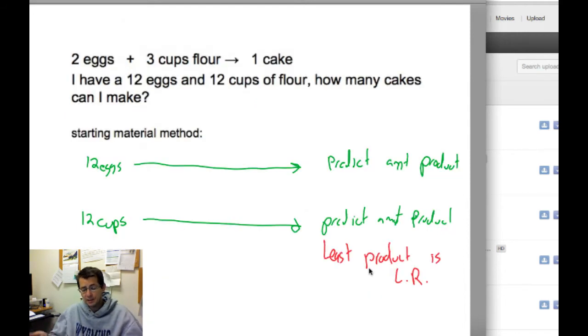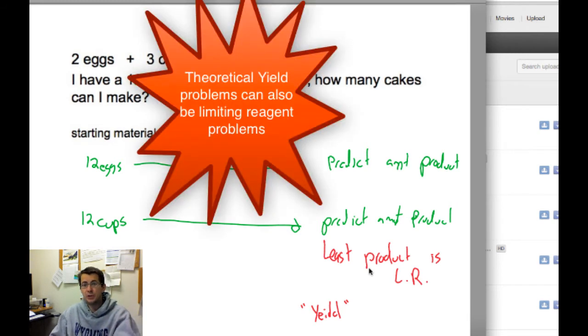This is a useful method when your question is asking you about how much product, which it may also be asking you about yield, theoretical yield. Just because you see yield doesn't mean it's a percent yield problem. All right? If they ask you about the theoretical yield, they're saying, what's the maximum amount you can predict? And the maximum amount you can predict is based upon the limiting reagent.